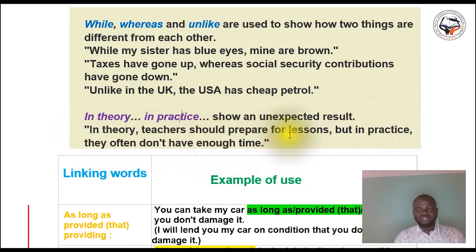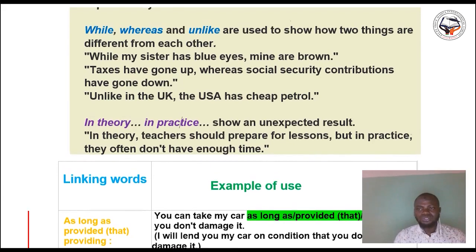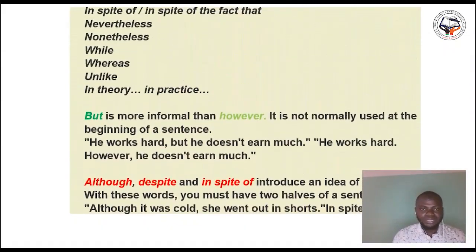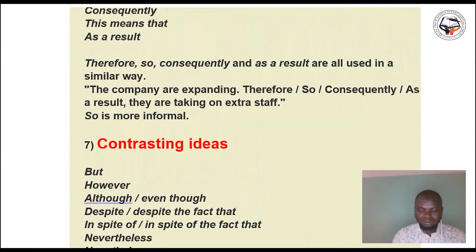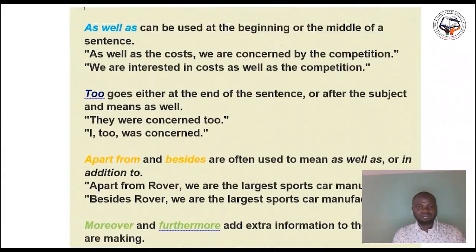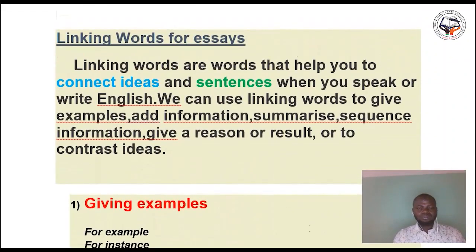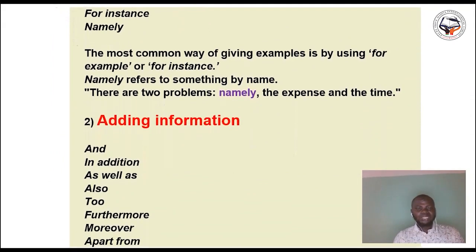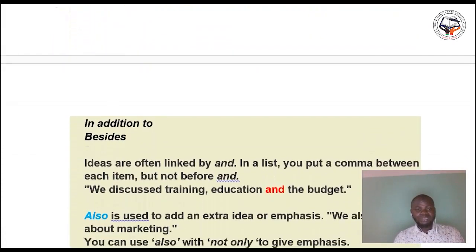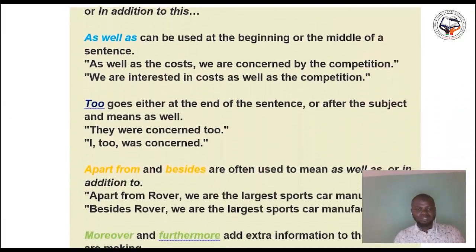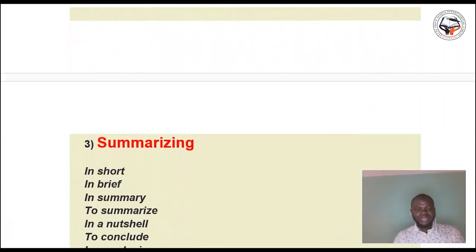So we have finished with the linking words that I have prepared for you. Let's come back on them quickly. Number one is giving examples. Number two is adding information. I won't come back on the examples and explanations again. So let's move on. In three we have summarizing.